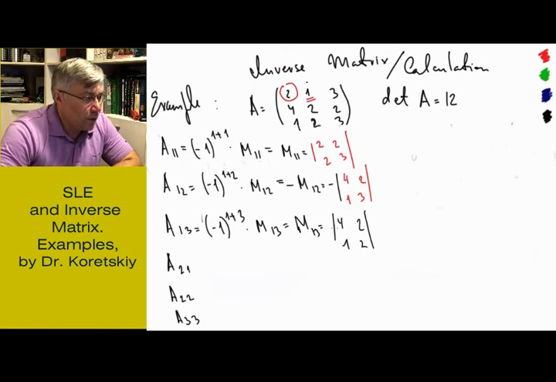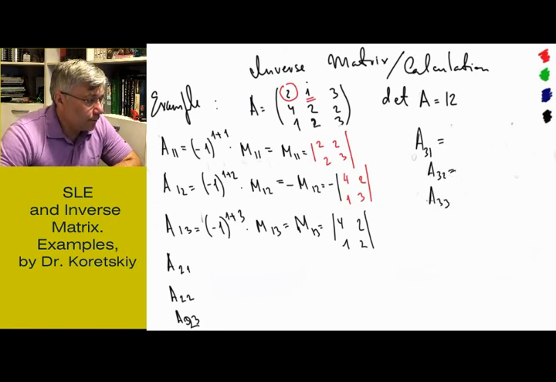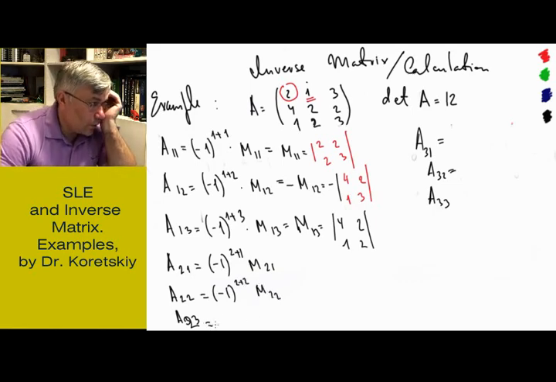A23 here, I'm sorry, A31, A32, and A33. What do we have here? Minus 1 raised to power of 2 plus 1, M21, minus 1 raised to power 2 plus 2, M22, minus 1 raised to power 2 plus 3, M23. So we have here minus M21.